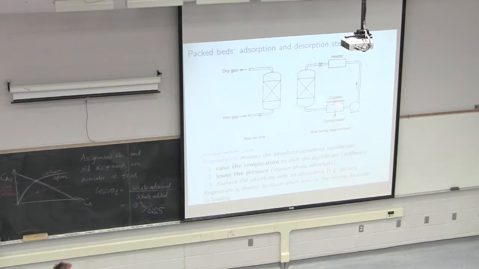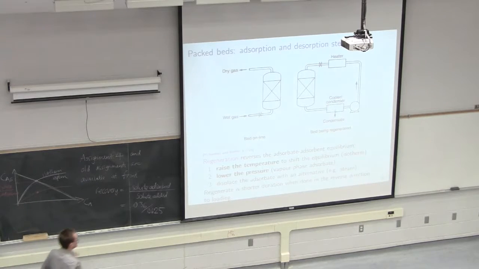And that's why we have this cooler condenser here. We catch that moisture in this example, and we remove it. The bed is dried. We remove the adsorbate, we remove the solute. In this case, it's moisture, and we regenerate the bed. And then we can stop this, and we switch back to the mode on the left-hand side. So you're always alternating between using the bed and regenerating it.